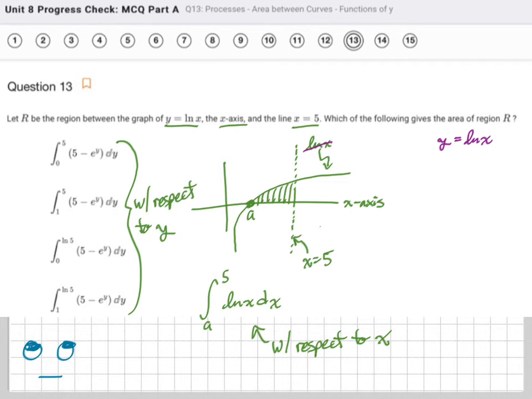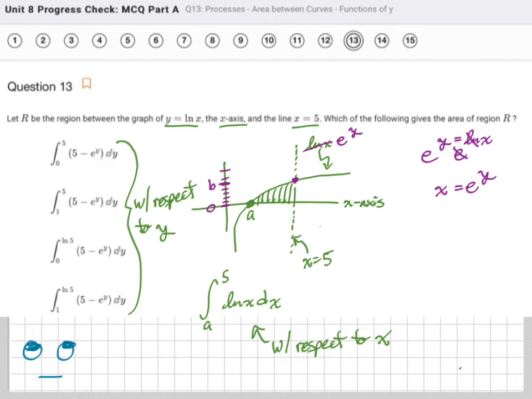So I'm going to get the x alone by doing base e to both sides, and it looks like I get x equals e to the y. So we're going to use e to the y as our curve now because we need to define this function with respect to y, write this integral with respect to y. So what we're going to do is find the area between 0 and b because now we have to use the y values, not the x values.